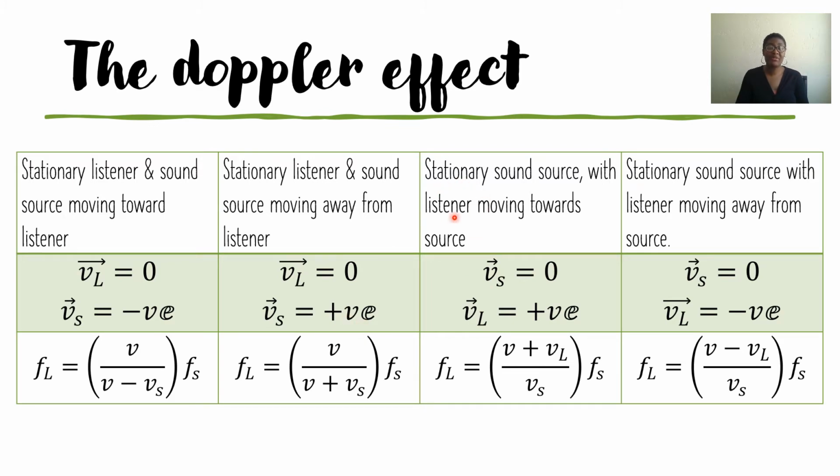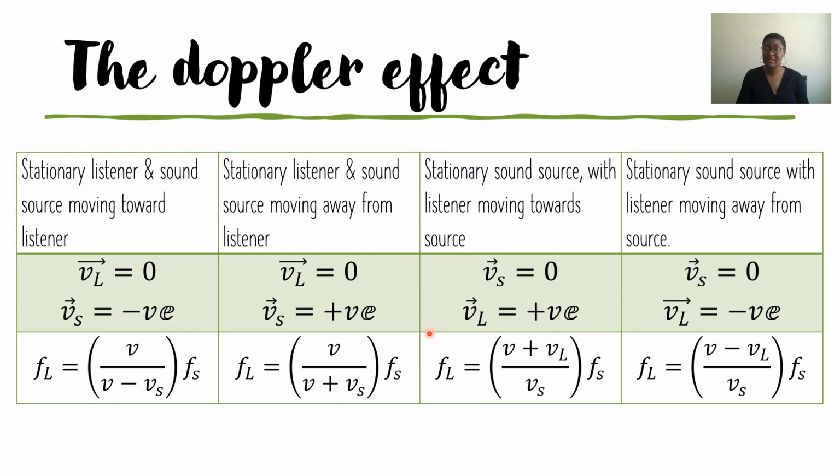Now, if the sound source is stationary but the listener is moving, here the listener is moving towards the source. If he is moving towards the source, the velocity of the listener is positive. And you will place that in your formula. Now notice that there is a change that has happened.